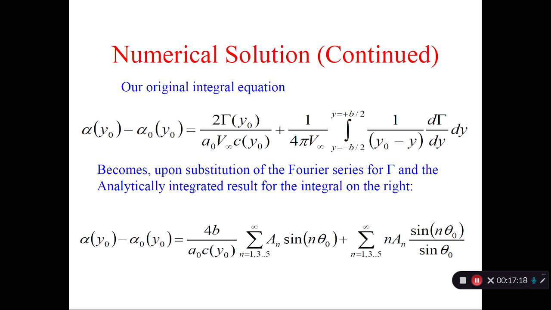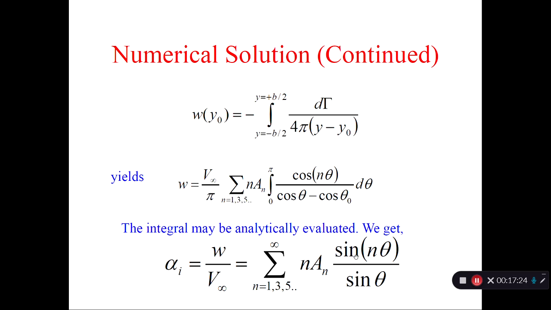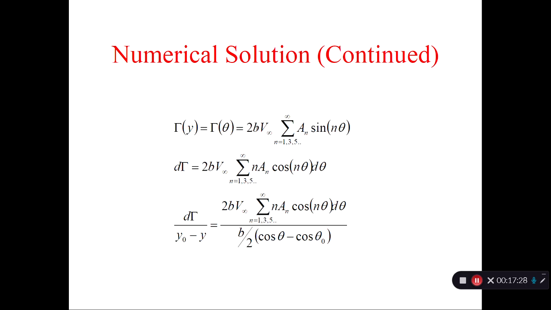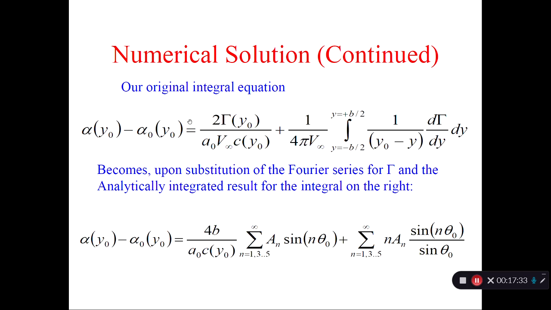So now, if you put for that integral expression what we got in here from this series, and then replace this gamma with this integral, with this series, then group terms together, then this is what you get. You get a system of linear equations for An.